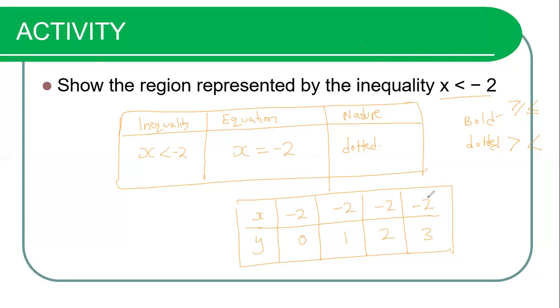Yes, teacher. Okay, so the points we are going to plot are -2, 0, -2, 1, -2, 2, and -2, 3. Those are the points that we are going to plot. Now, after that, members, I want us to go to our graph. We can start pulling out our graph.